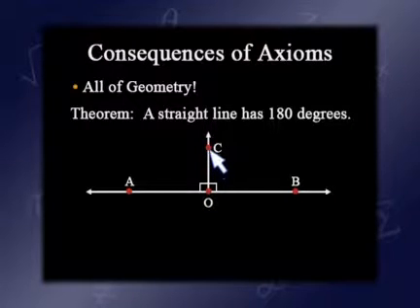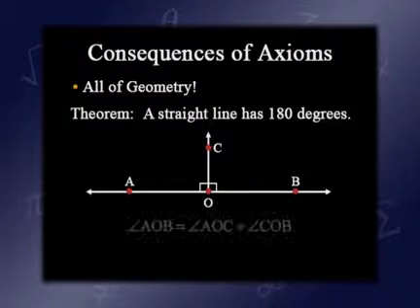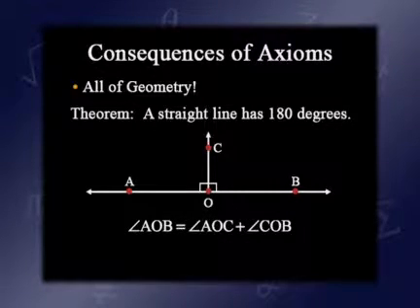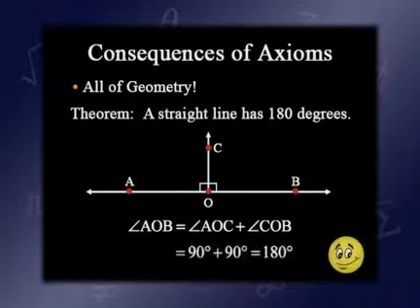Okay, so there we go from O to C. The line that, by the way, bisects that line is called a bisector. And now the angle AOB can be obtained by taking the angle AOC plus the angle COB. And since both of those angles were right angles, then the fourth axiom says that each of those angles has 90 degrees. When you sum 90 degrees plus 90 degrees, you get 180 degrees.